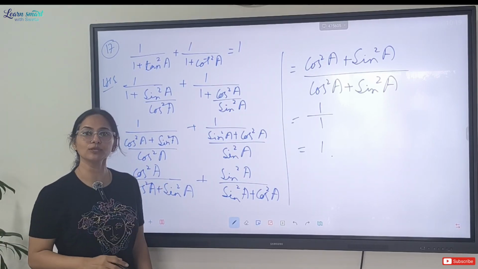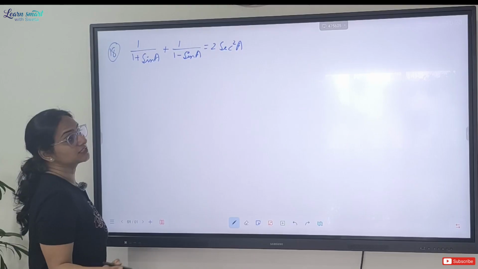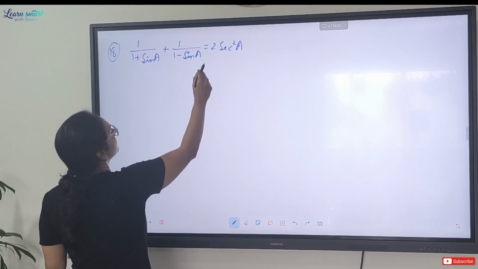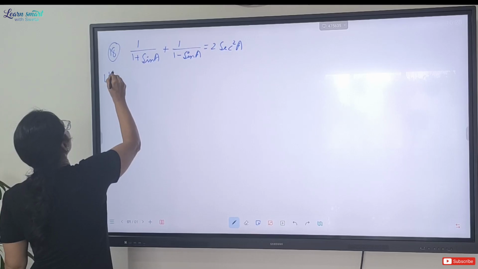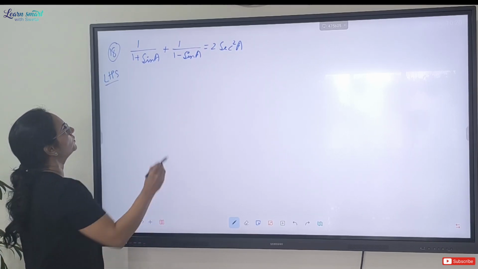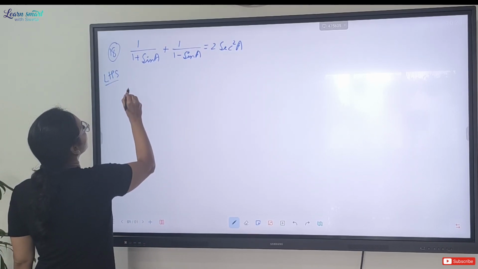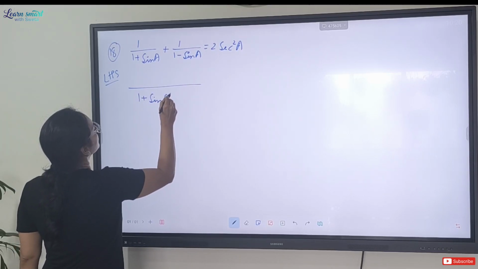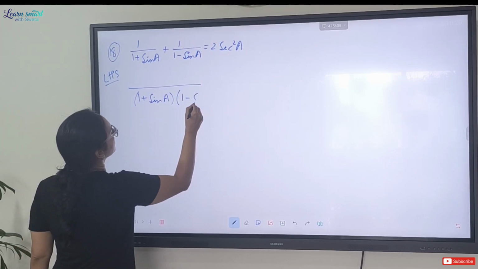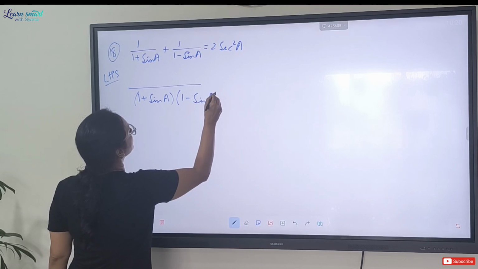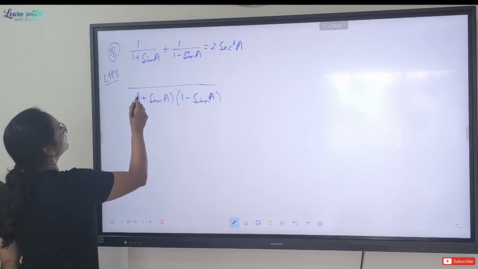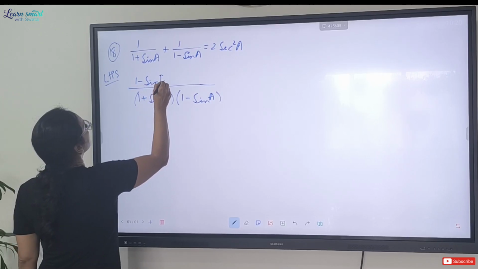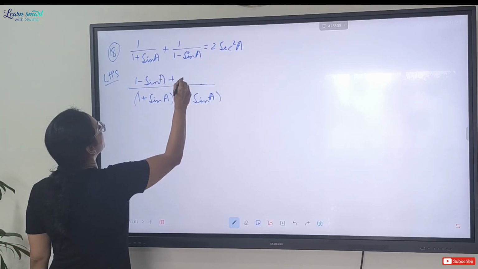Let's see the next question, question number 18. Let's look at this question. 1 by 1 plus sin A plus 1 by 1 minus sin A is 2 sec square A. Now, here, the only thing that we can do is take the LCM. Let's do that. So, LCM will be 1 plus sin A into 1 minus sin A. And in the numerator, what we will get? We will get 1 minus sin A plus 1 plus sin A.